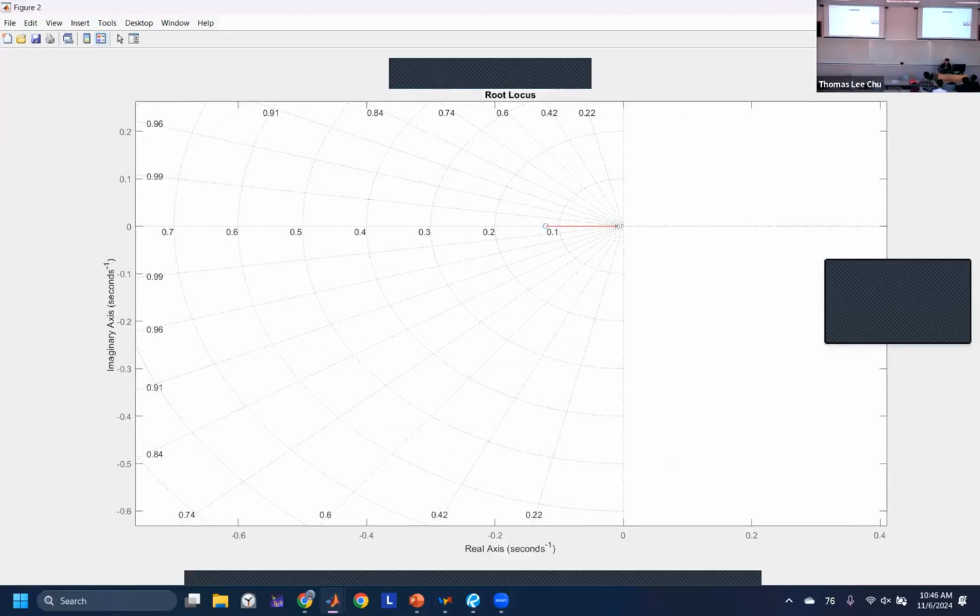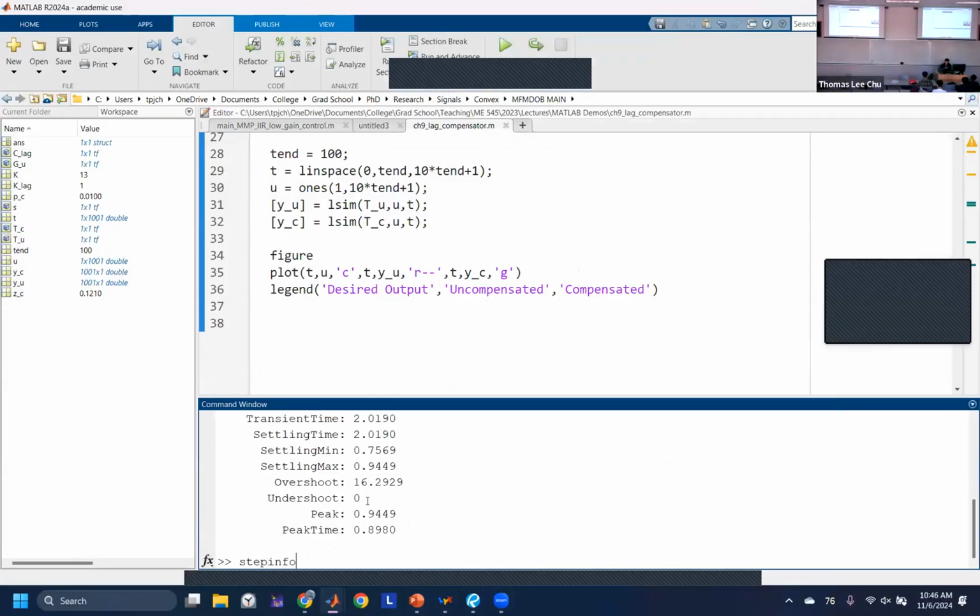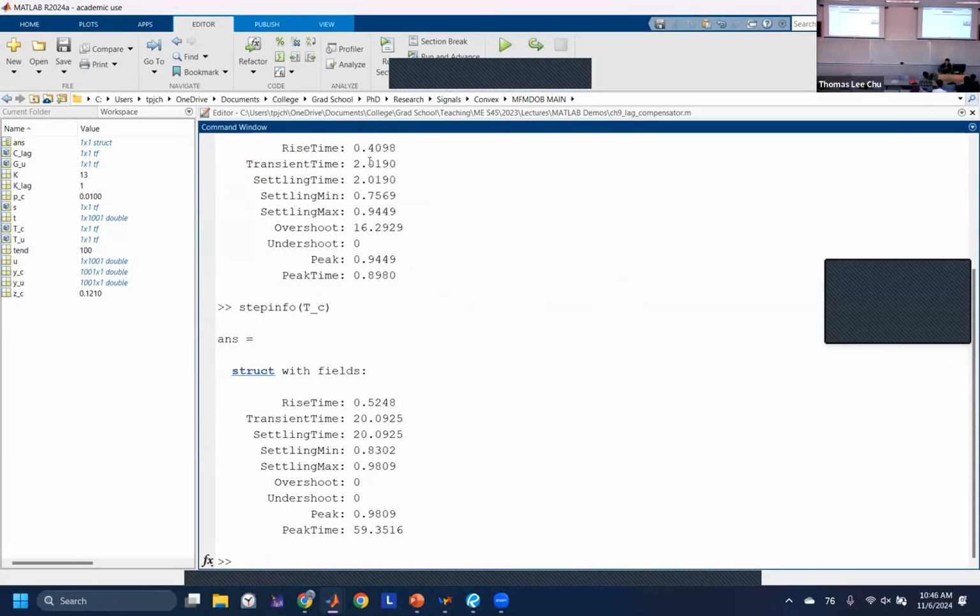So if I were to do step info of our compensated system and compare it to step info of our uncompensated system, you can see that we go from a settling time of 2 seconds to a settling time of 20 seconds. So we do have a 10 times increase in settling time because of that pole being close to the origin.